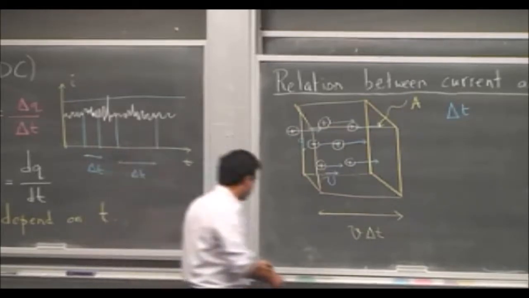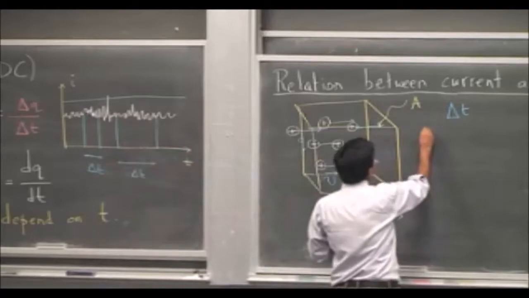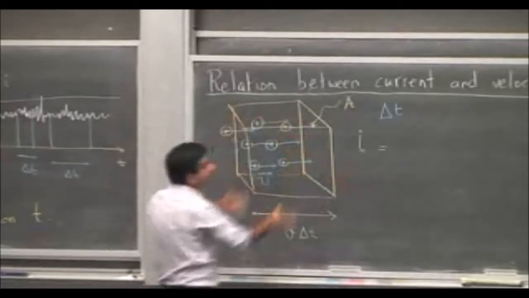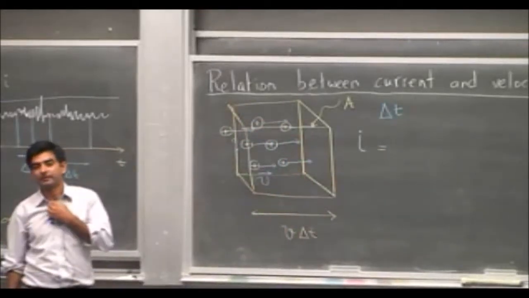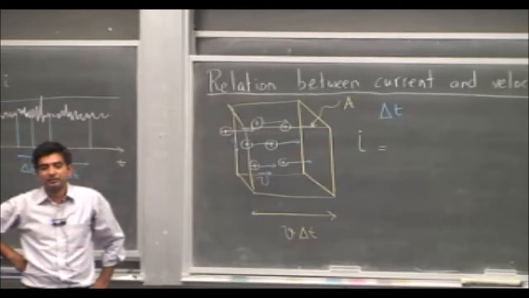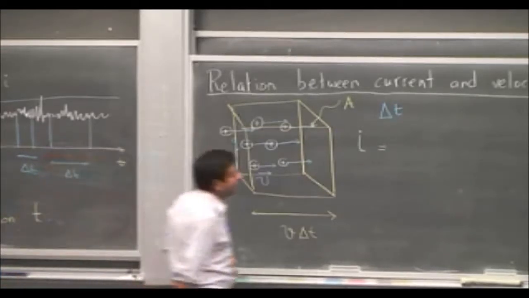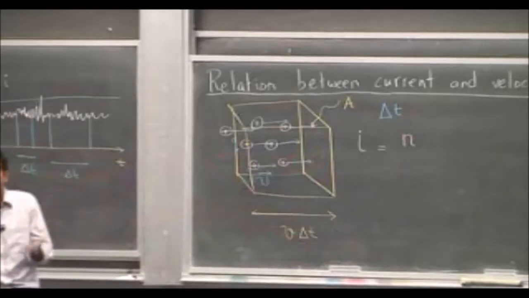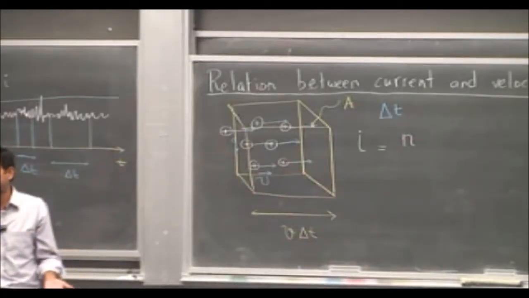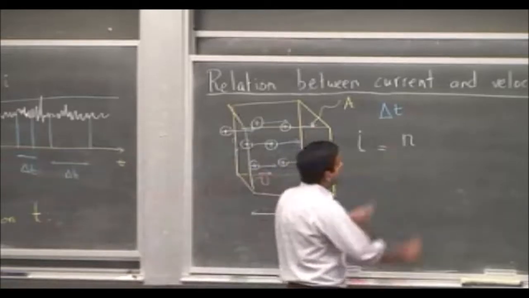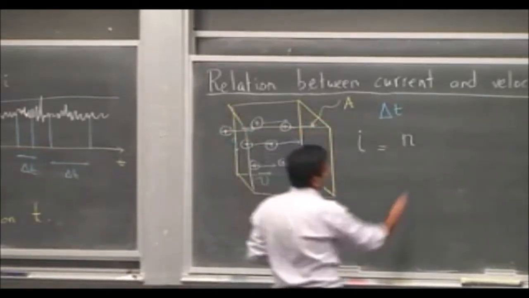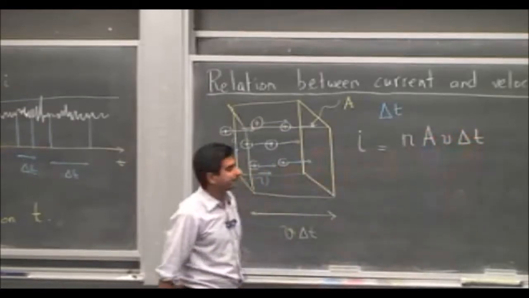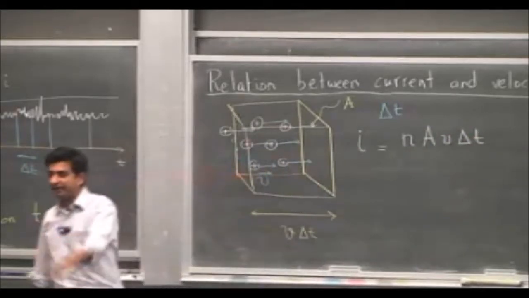So how would I calculate the current? The current I passing through this area will equal the number of charge carriers that are inside this volume. Now, how many charge carriers are inside this volume? I would need to know what generally is the charge density: how many charge carriers do I have in this material that are available to constitute a current per unit volume? So this is the charge density. I multiply it by the volume of this cube, which is A V delta T. And of course I have to find out the charge on each charge carrier, which is q.